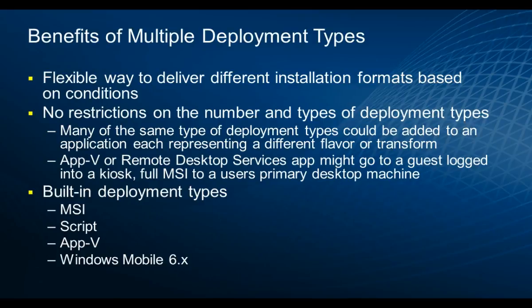App-V or Remote Desktop Services applications might go to a guest logged into a kiosk, full MSI to a primary user on a primary machine, as a very basic example of how deployment types can be defined. The built-in deployment types that come out of the box from ConfigMgr 2012 are MSI, Script, App-V, and Windows Mobile. And there is a collection of additional partner add-ons with people like Nokia, Citrix, and more that will certainly add to that list based on their installations.